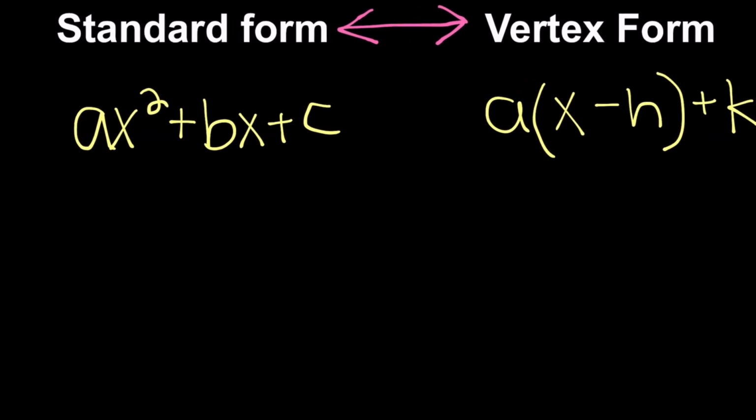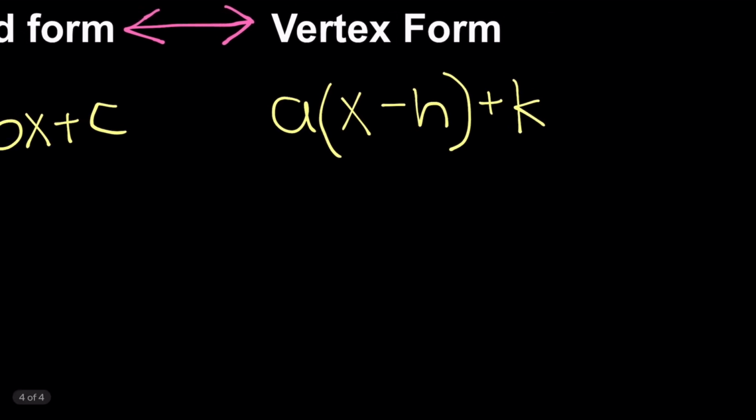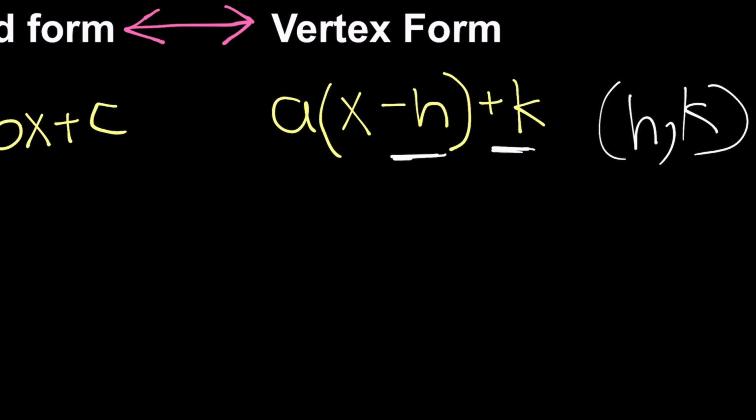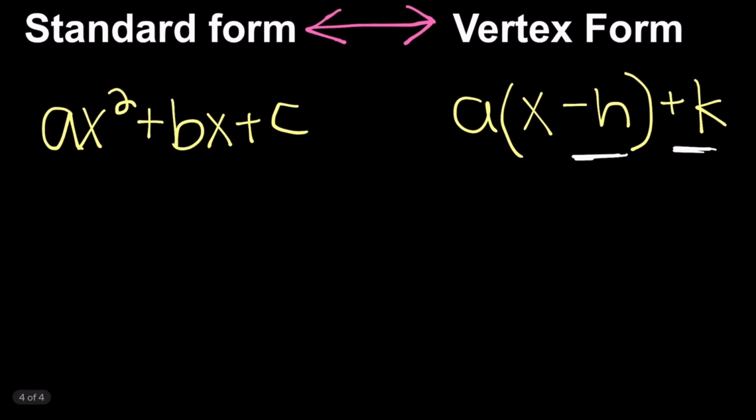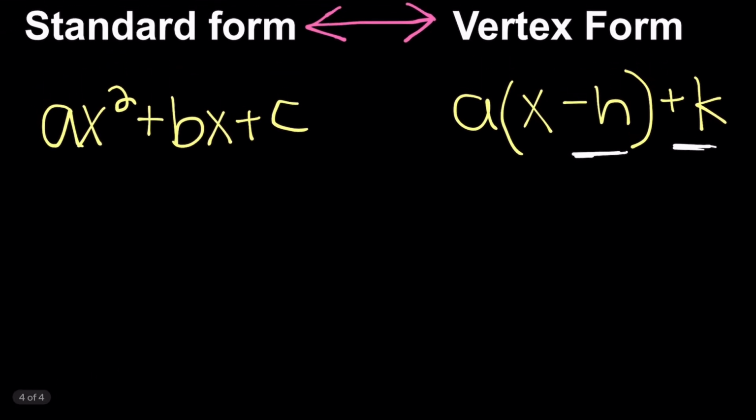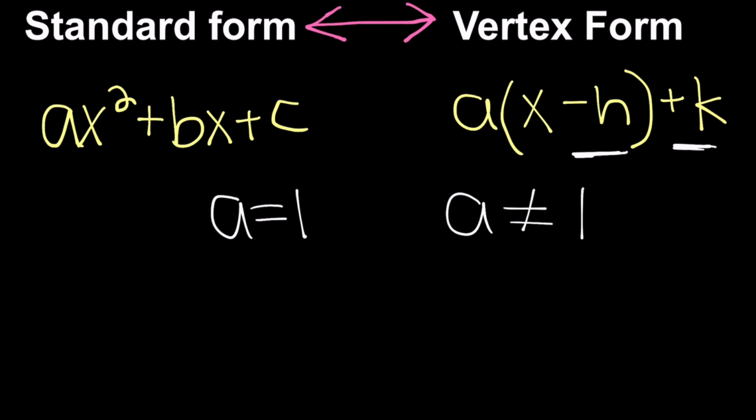So here's the formula for standard form, ax squared plus bx plus c, and here's the formula for vertex form, a(x minus h) squared plus k. This h and k, so (h, k), would be our vertex, okay? So first of all, there can be two things: either a would equal 1 or a would not equal 1. So there's two scenarios to this, and I'll be showing you how to solve both types of problems.